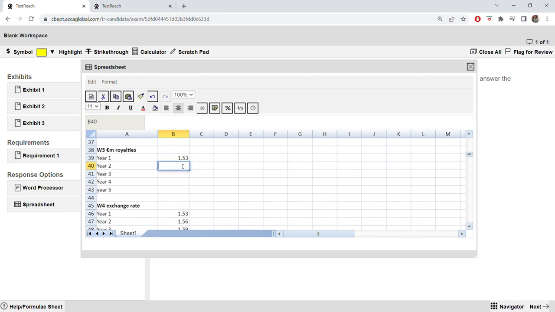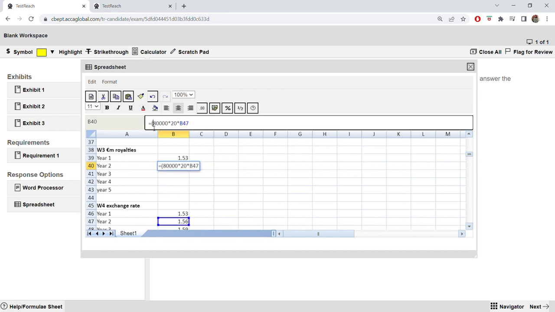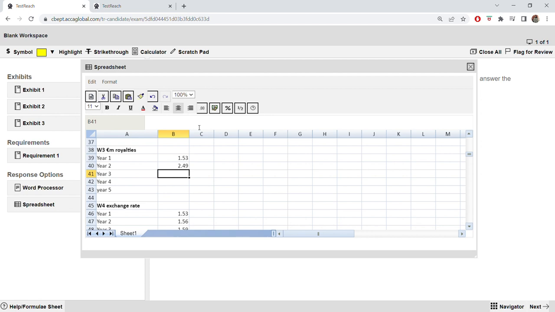Sorry, you cannot take it for the second year because production is different. So 80,000 multiply by 20, multiply by this second year exchange rate. At least for the second year, you have to do it before you copy paste to the other cells. So round this to two decimal places. Oh, you need to divide it by 1 million. I always forget. Enter. 2.49. Now let's see. We'll try to drag it to the other cell. Yes, it will work out.